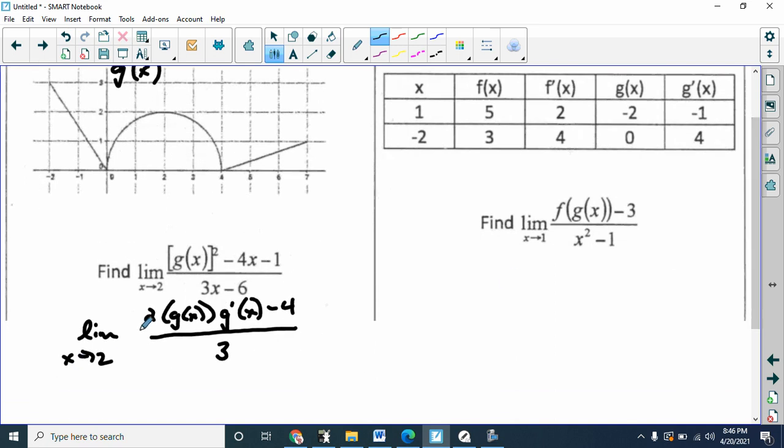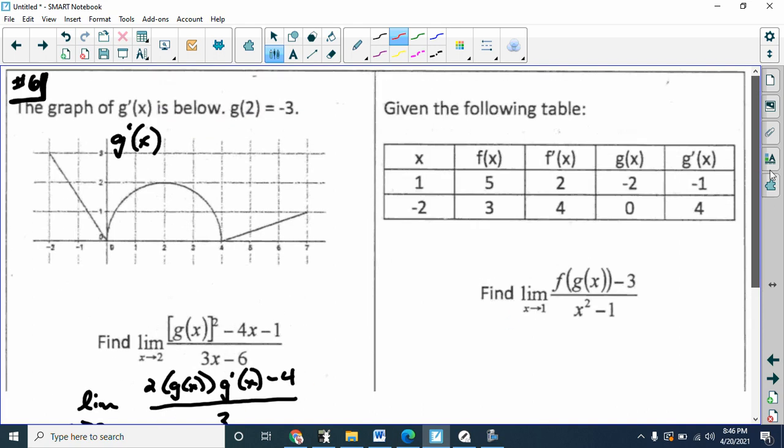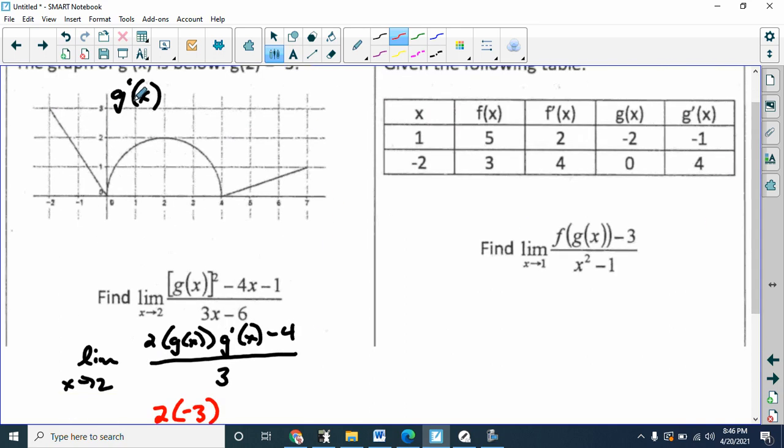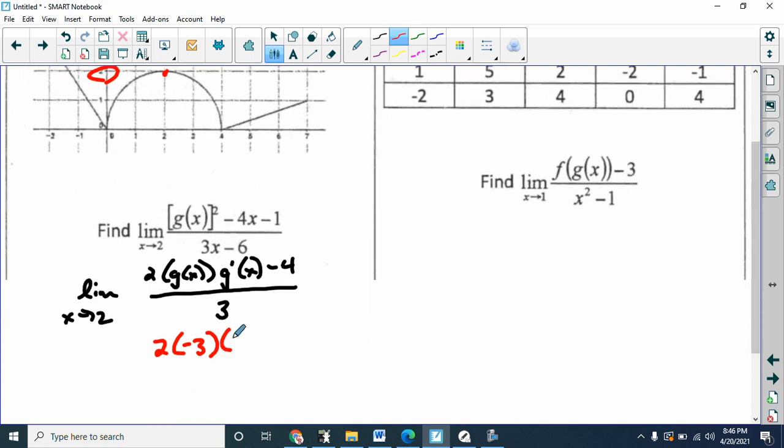Now plug in 2. So I've got 2 times g of 2. G of 2 is -3. Times g prime of 2. Well, this is a graph of g prime. So g prime of 2 is 2, minus 4, all over 3. We've got 2 times -3 times 2 is -12, minus 4, -16 over 3.